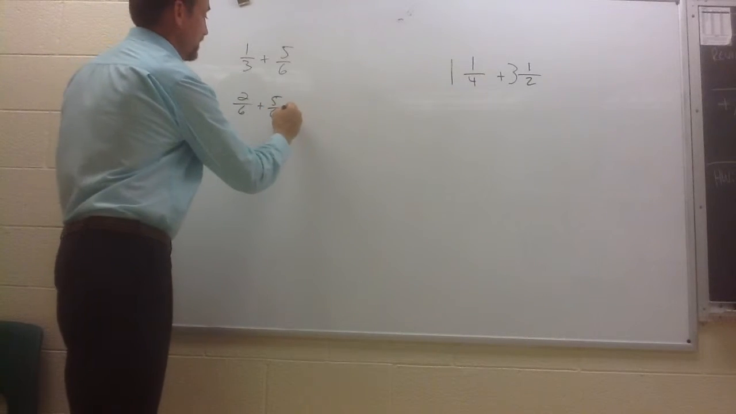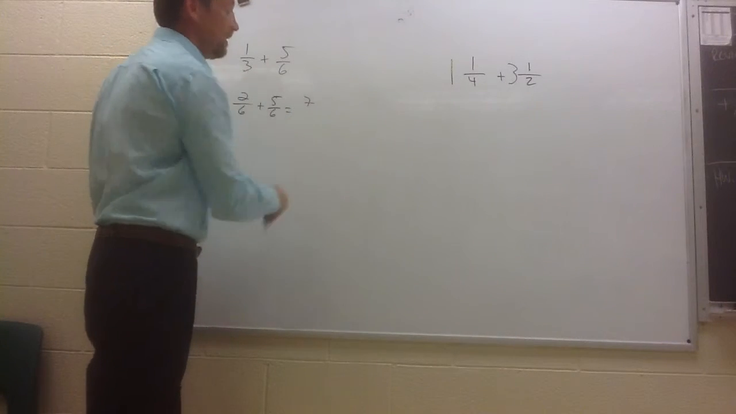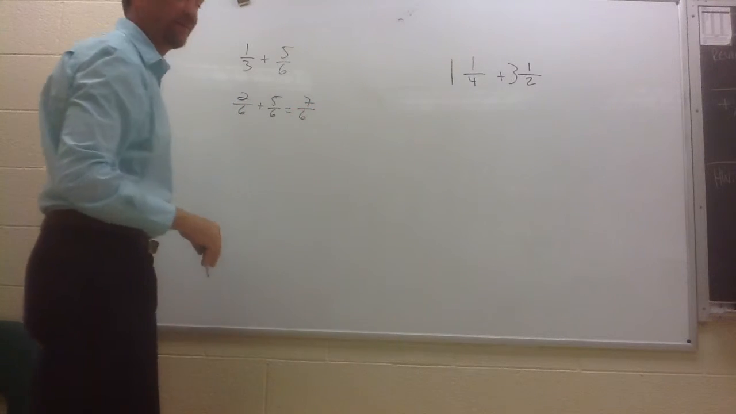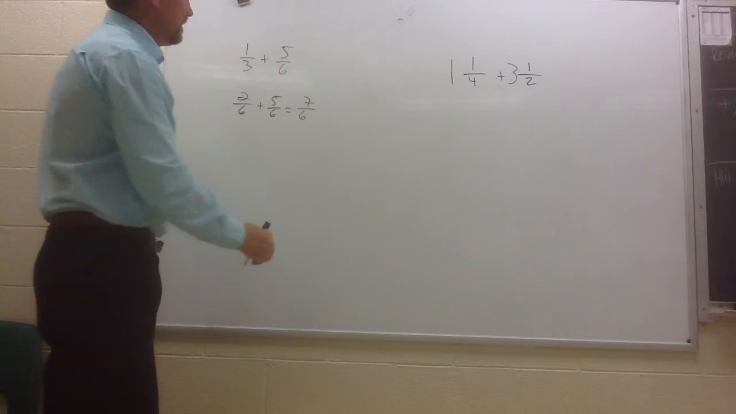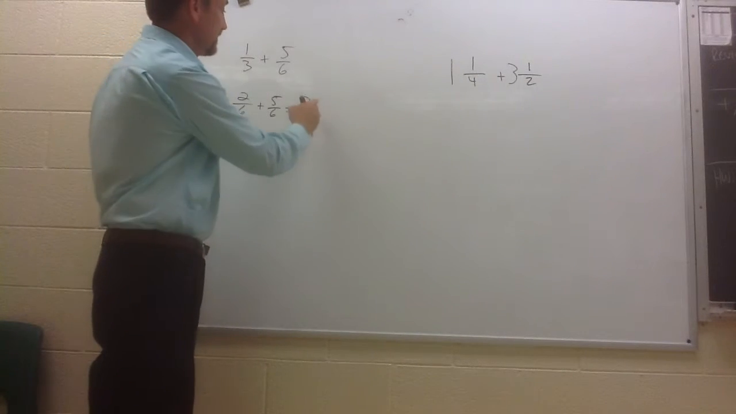Now when we add fractions, we add the numerators. 2 plus 5 is 7. And we write it over the denominator, 7/6.